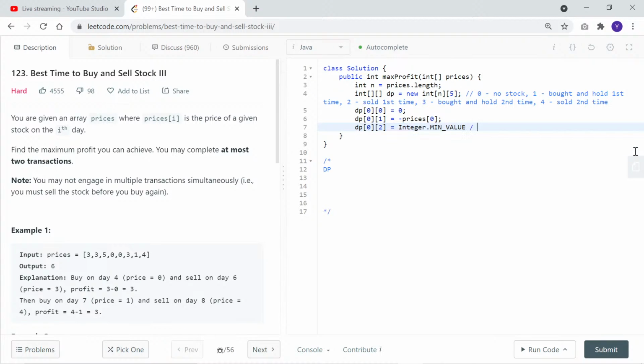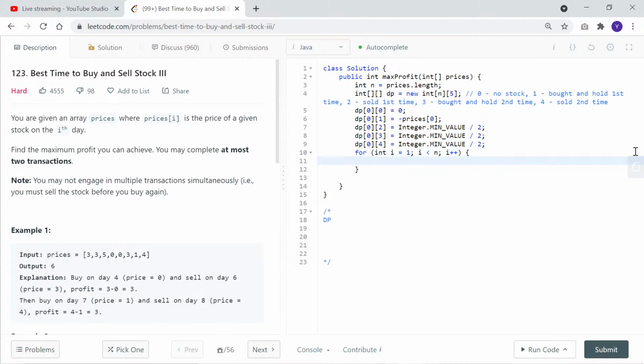So we can define this as negative infinity, which is an impossible state. Similarly, 3 and 4 are also impossible on the first day. We already have the initial conditions. Now we can derive the transition.